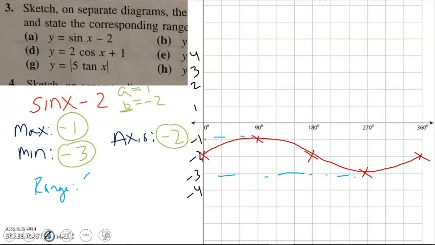is the following. Okay, you should write this in set builder notation. Your range would be the lowest it goes is at negative 3, and the highest it goes is at negative 1. Okay, so there would be your range. Okay, let's go ahead and do maybe one more.